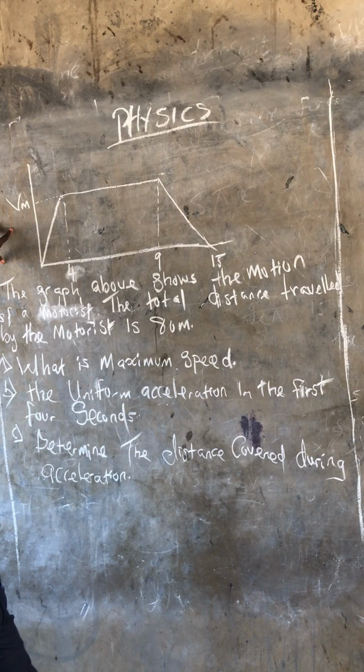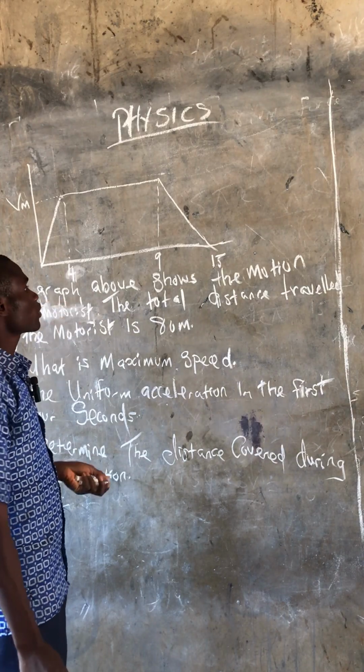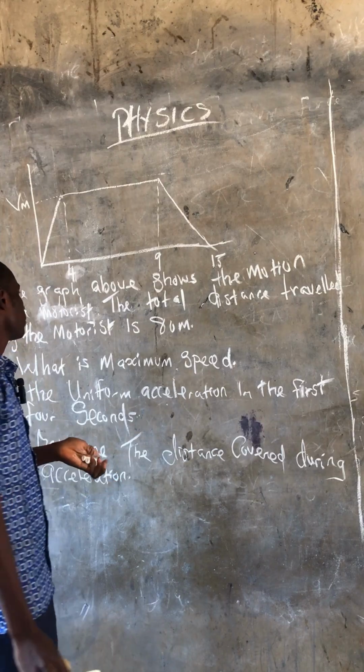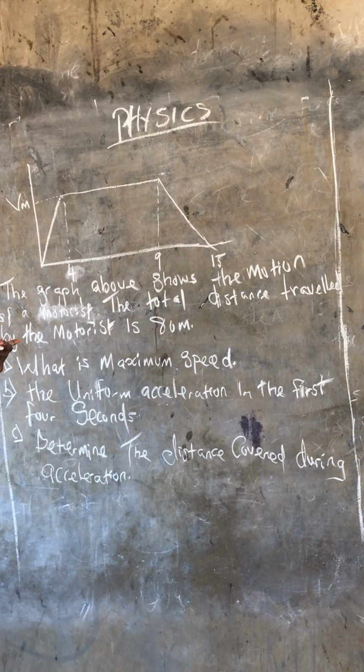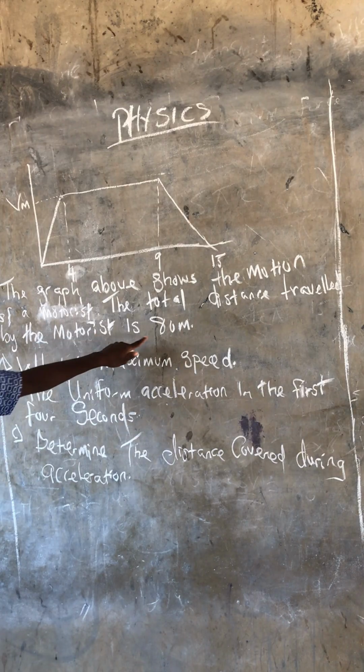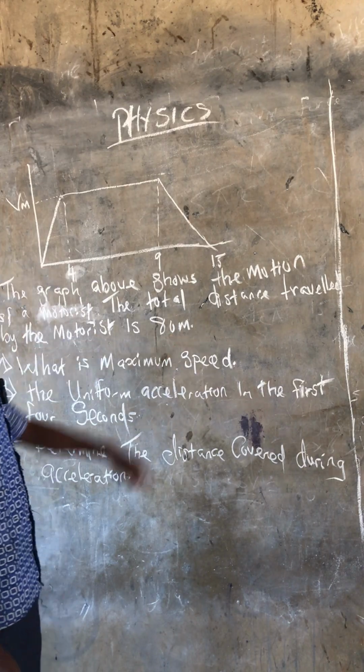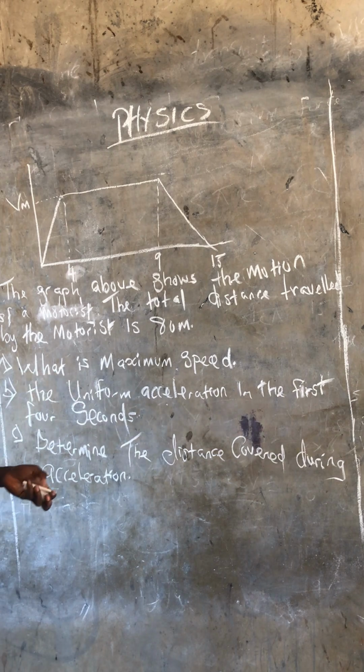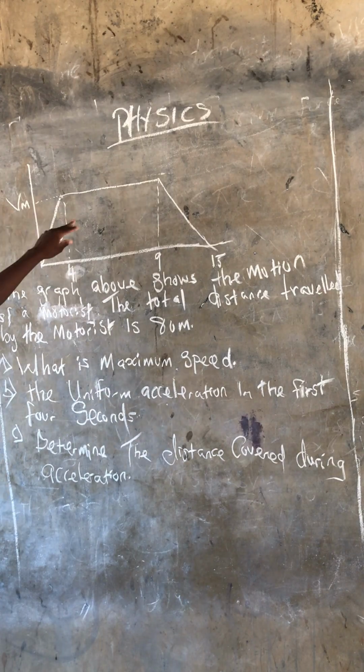Let's solve these questions. This question is based on a velocity-time graph. The question says the graph above shows the motion of a motorist, and the total distance traveled by the motorist is 80 meters. What is the maximum speed? Here, we have to first calculate the maximum speed.